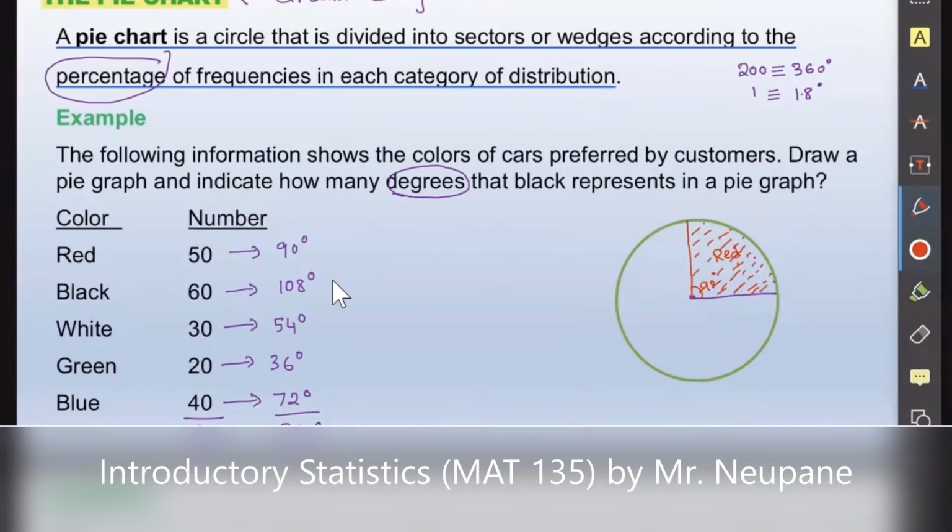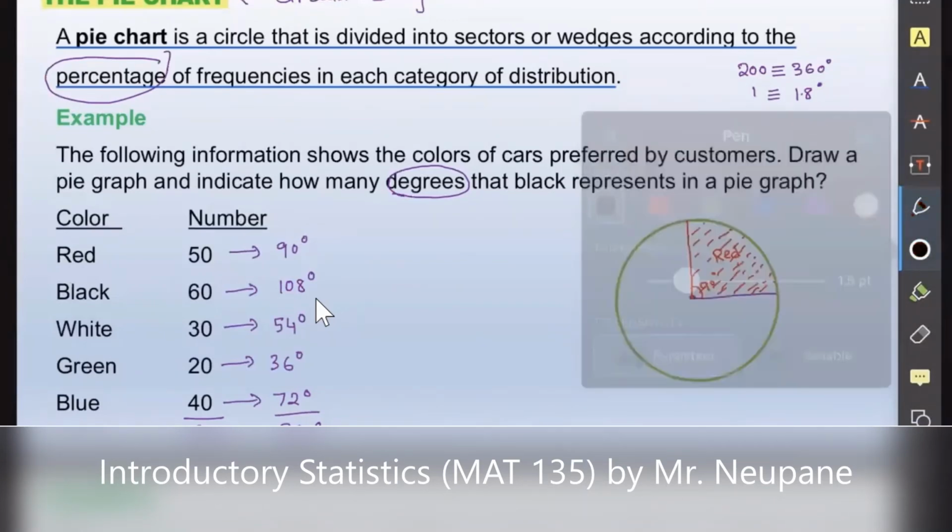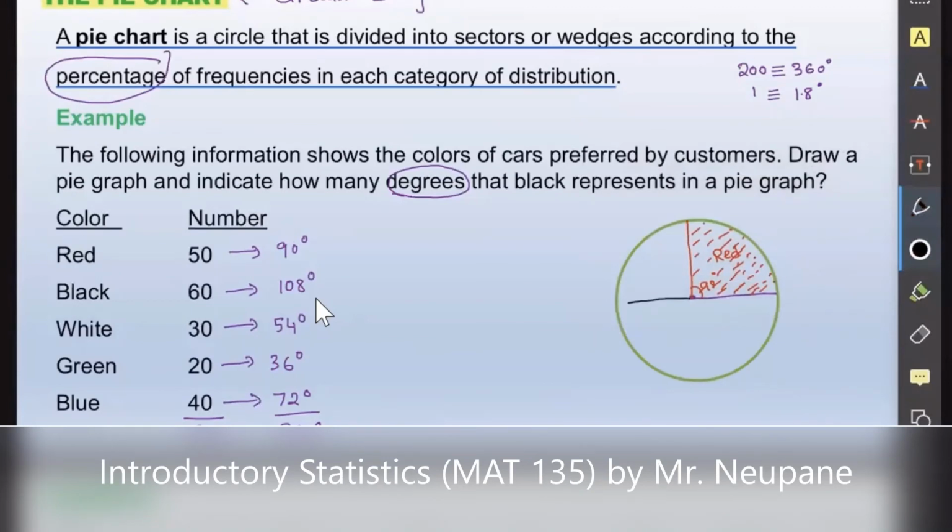Then the next one is black. Black is 108 degrees. So I'm going to draw here. You can see that this will be 90 degrees again, right? But I need 108, so it will be even more than that. So let's do a little bit more than that. It should be something like this. This should be 108 degrees and it is for black. Can you see that? It's getting beautiful, right? Yeah, I'll be happy when you say yes.